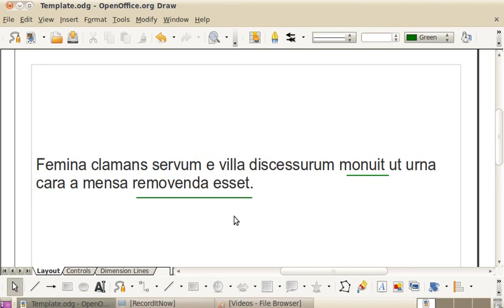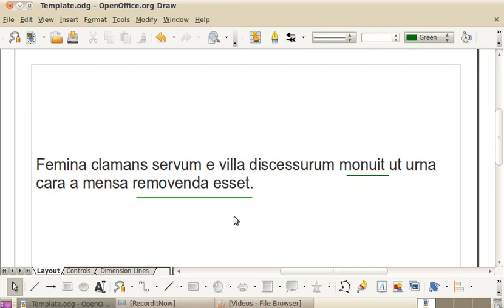Esset is a form of the verb to be. It happens to be the imperfect subjunctive of the verb to be. And this word itself also has a personal ending. It's a third person singular personal ending. But whenever we have the verb to be, I have suggested that you look around and see if there happens to be a participle that may be working together with the verb to be to create a compound verbal idea. And beside esset, we see removenda. And removenda does in fact happen to be a participle that is working with this verb to be. And that's why I underlined both of these words.